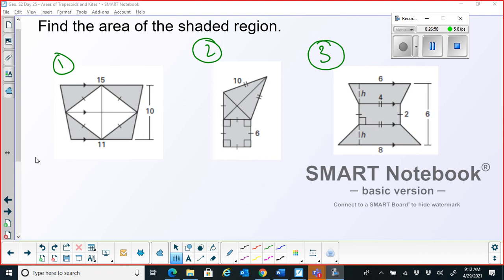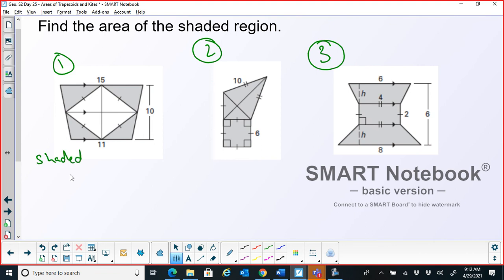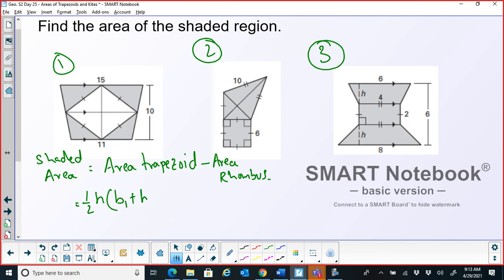This is nothing but shaded area equals area of trapezoid minus area of this particular rhombus. Area of this particular trapezoid is half of h times b1 plus b2. We have all the information required. Height is given to us, base 1 and base 2 are given. Minus area of rhombus, which is half of diagonal 1 times diagonal 2. Let's see if that is given.